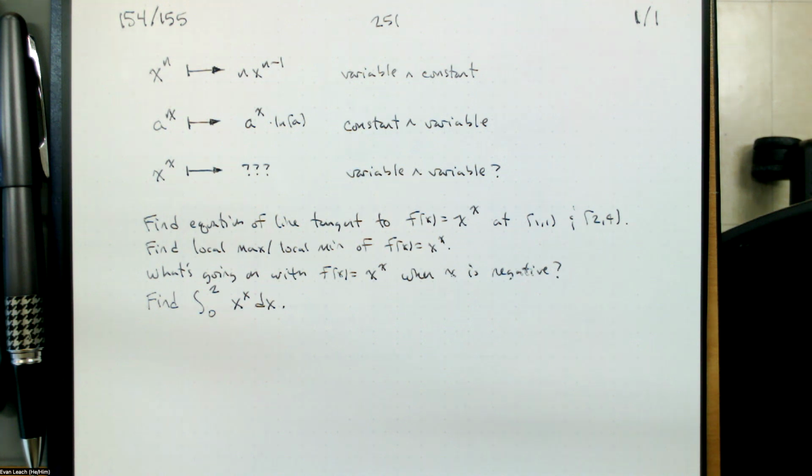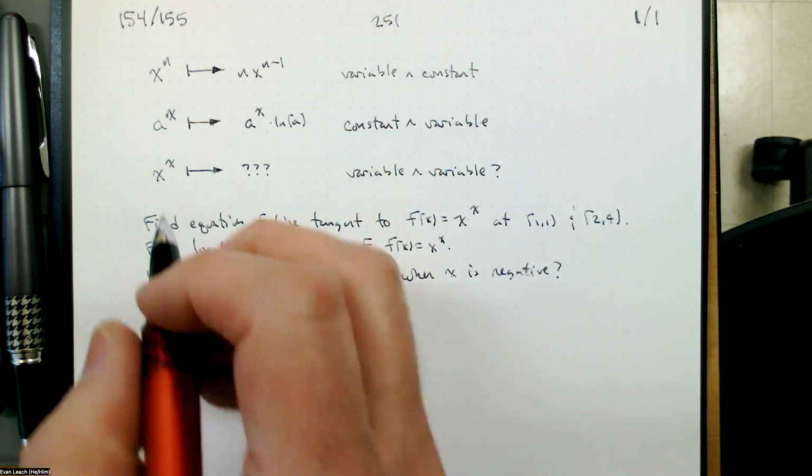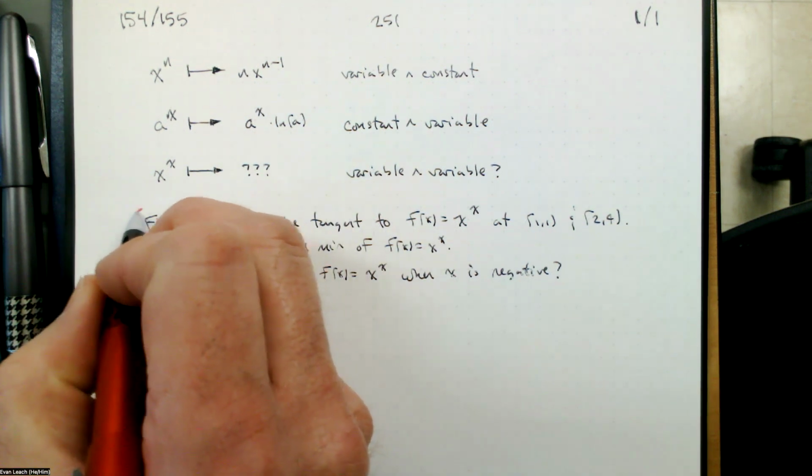So we're looking at this function x to the x, where we have a variable raised to a variable. And we want to think about the usual kinds of questions that we ask in calculus. What's the equation of the line tangent to this curve at a couple of different points? Find the local maximum and local minimum. These two are questions about derivatives. So these are derivative type questions.